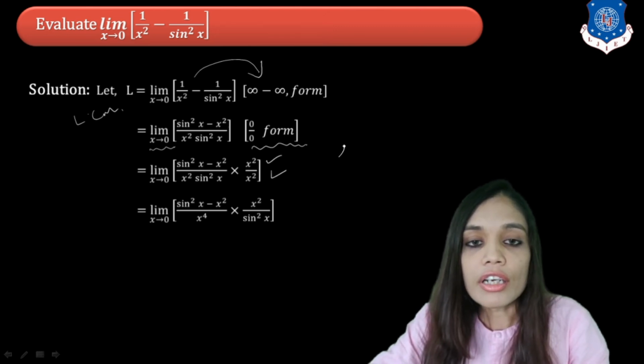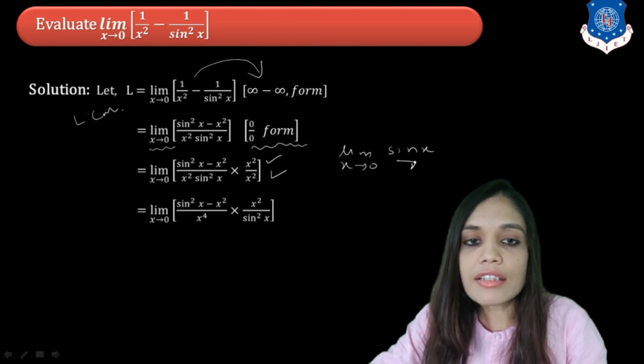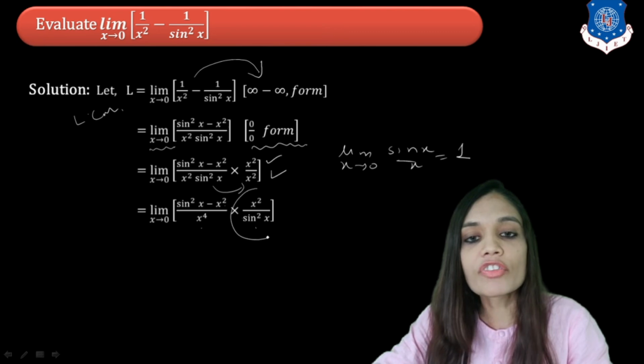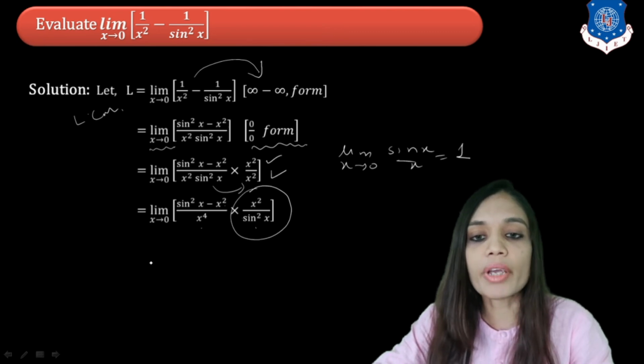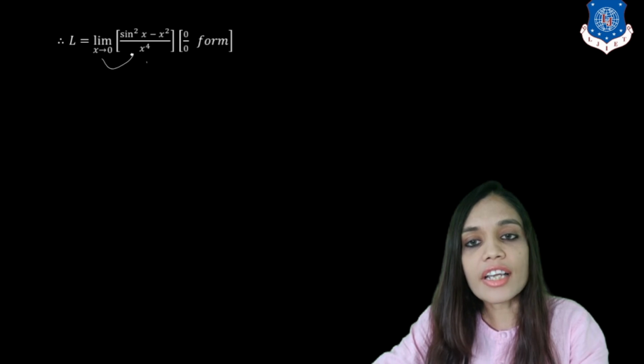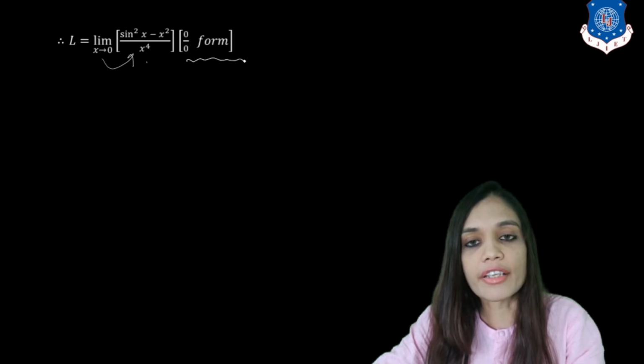Now we know limit x tends to 0, sin x upon x is equal to 1. So we rearrange the terms as sin square x minus x square upon x to the power 4, into, take this over here, x square upon sin square x. Now the limit of this is 1. So what will remain? Limit x tends to 0, sin square x minus x square upon x raised to 4. Again on putting x tends to 0, you will get 0 by 0 form.